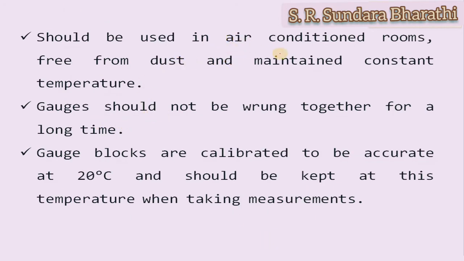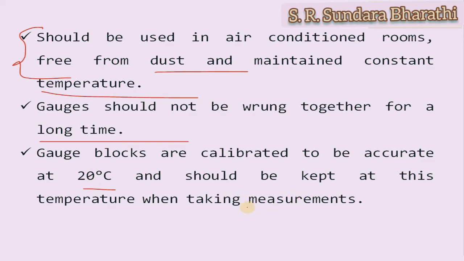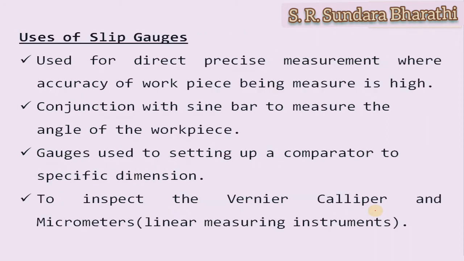They should be used in air conditioned rooms, free from dust, maintaining a constant temperature. These are important factors to consider. Gauges should not be wrung together for a long time. Just approach it and apply minimum pressure on those particular portions when you join. Gauge blocks are calibrated to an accuracy at 20 degrees Celsius and should be kept at this temperature when taking measurements. So you have to maintain and monitor that temperature when conducting experiments.